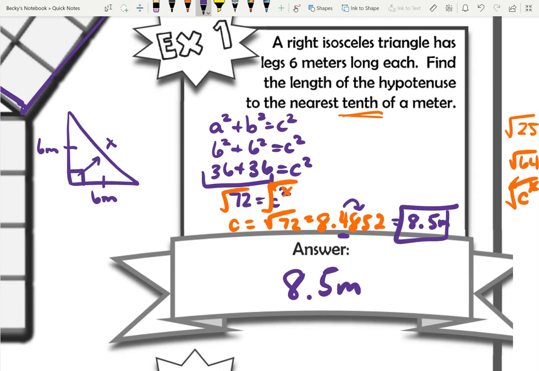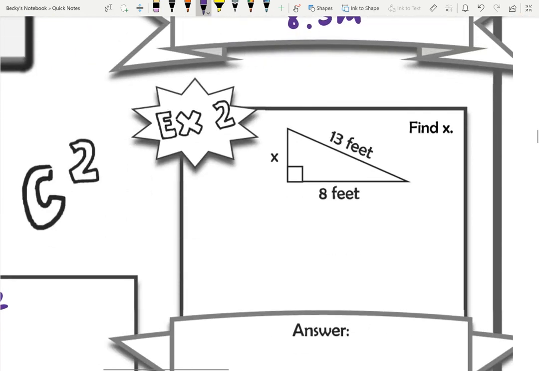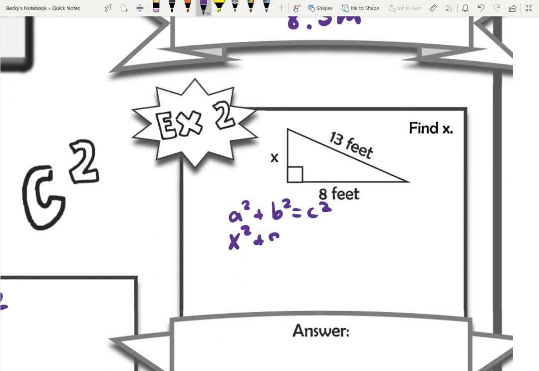Now we have a second example here where instead of finding the hypotenuse, we're going to find the length of a leg. Let's start with the same theorem, a squared plus b squared equals c squared. The two legs are now x and 8. And it doesn't matter what order you put these in.